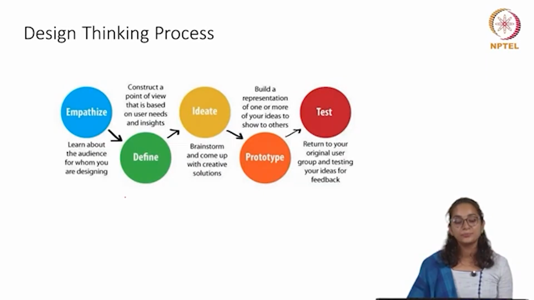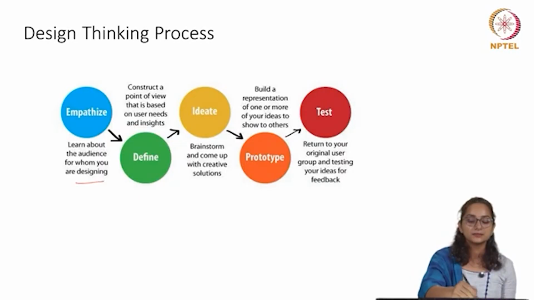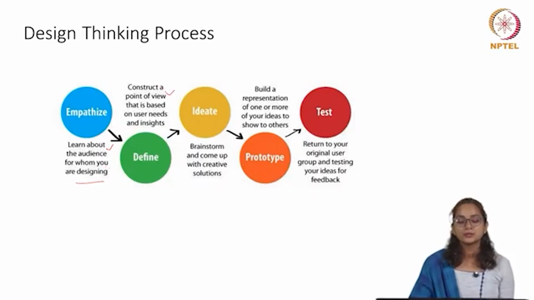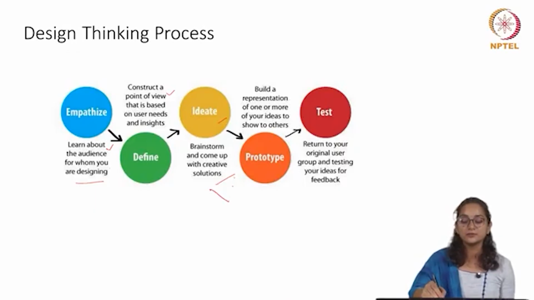This is another diagram depicting the design thinking process, which talks about, again, various aspects. For example, during the empathize phase, we learn about the audience for whom you're designing. During the define phase, we construct a point of view that is based on user needs. During the ideate phase, we brainstorm and come up with creative solutions, as many as possible. And then we try to converge, filter it into 2 to 3 concepts which we take it to the prototyping phase.